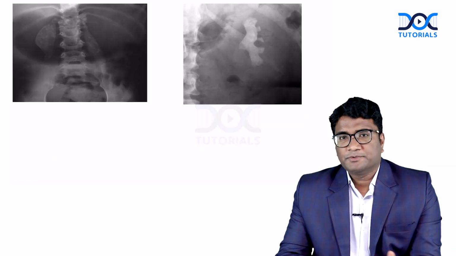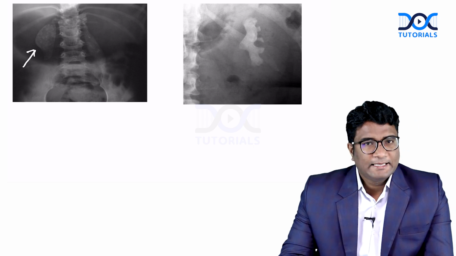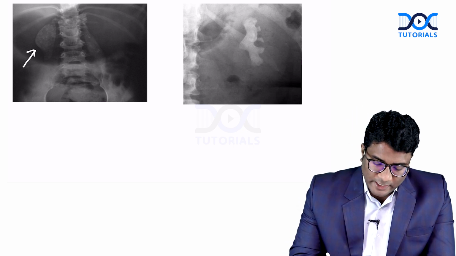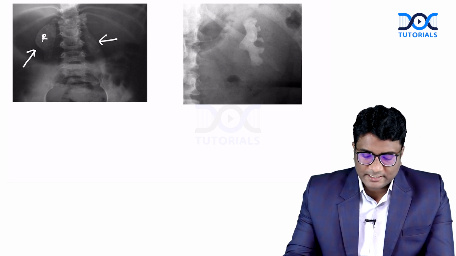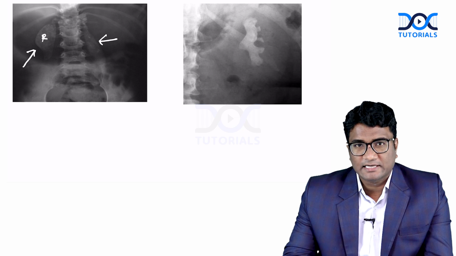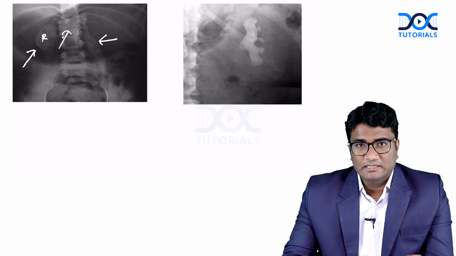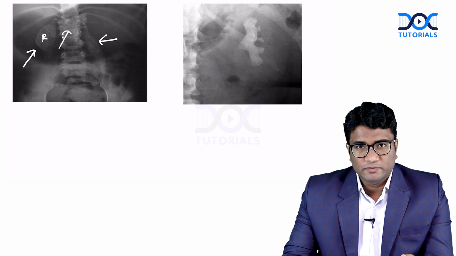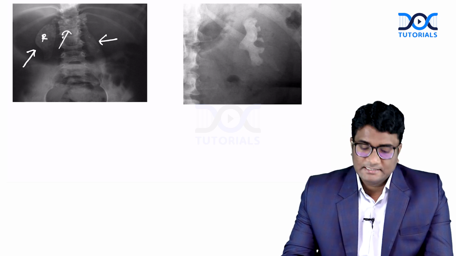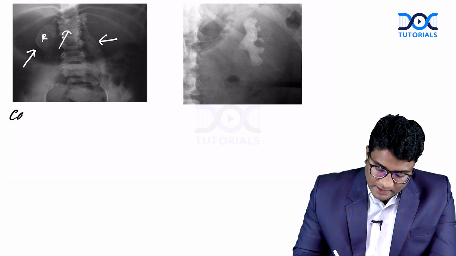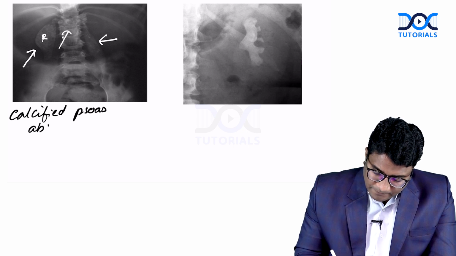Now let us look at the other options that were mentioned. Look at this image. What do you think this is showing? Here you can see that both the psoas muscles show these amorphous calcifications, more on the right side. The right psoas muscle has a larger calcification, and there is also some destruction of the vertebral bodies. The disc space is reduced with destruction of the vertebral bodies. Along with this amorphous calcification in the psoas muscles, this is a calcified psoas abscess.